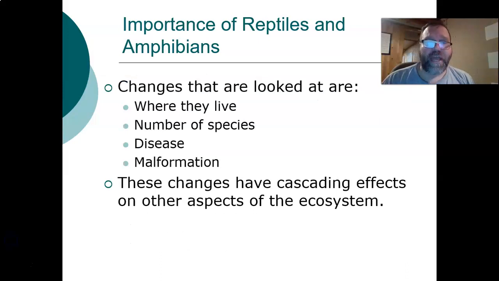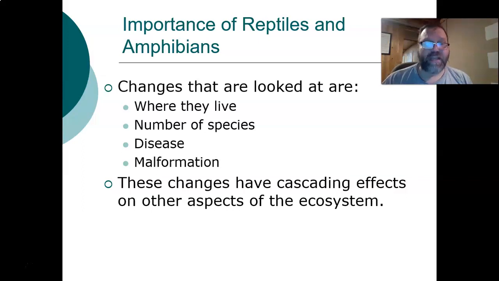Changes that are looked at are where they live, number of species, disease, malformation. Malformation means it's not formed correctly. Mal often means like something's out of whack. Like if you have a malfunction, it's not functioning correctly. So mal means it's not correct or deformed or something like that.